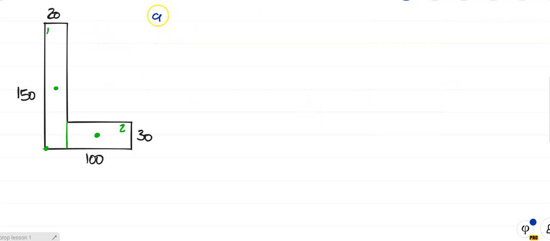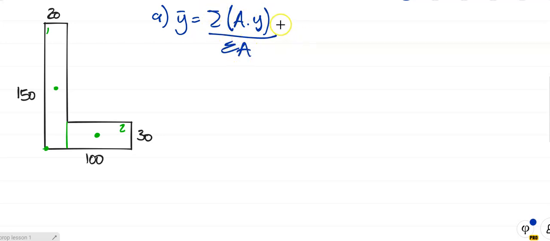Right, so the first bullet point, I'm going to say bar Y. What's the formula? Bar Y is the sum of all the elements of the area times bar Y over the total area of the cross section. So I'm going to take element 1. What's its area? It is 20 by 150, times what's Y? Y is the distance from the centroid of the element to the point we're taking moments about. So it's the distance from there all the way down to there, which is 150 over 2.